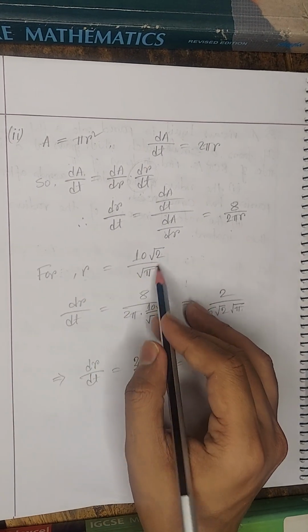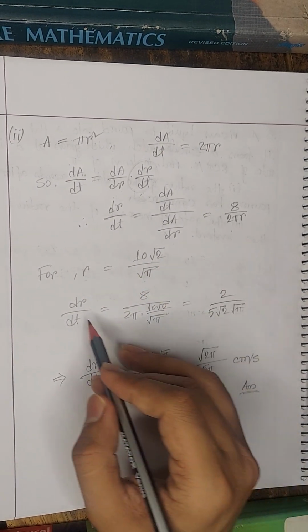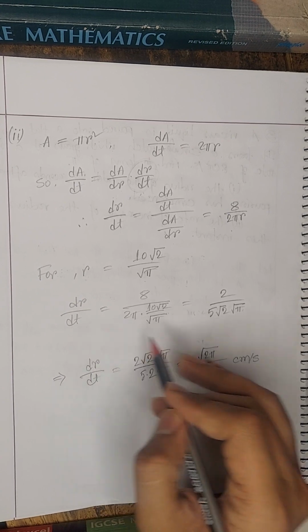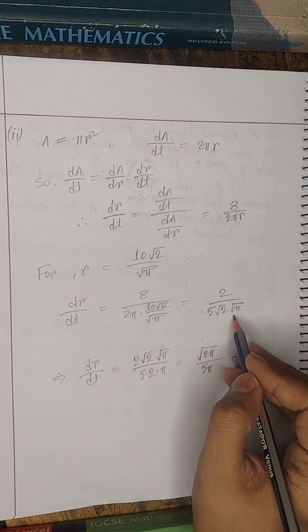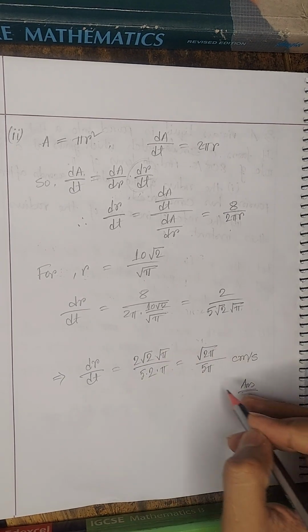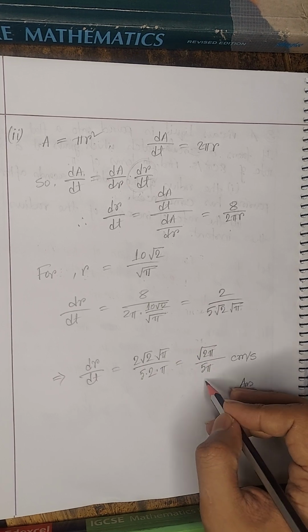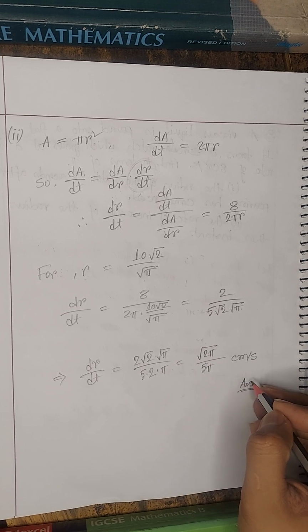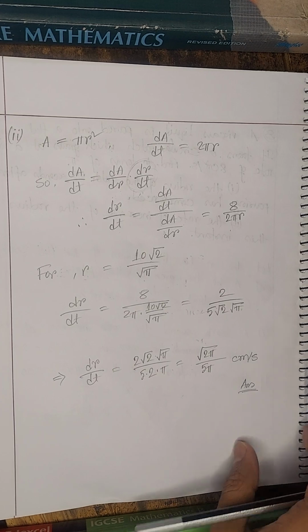of r will be 10 times root 2 divided by root pi, and the value of dr by dt is 2 by 5 root 2 root pi, and dr by dt we get root 2 pi divided by 5 pi centimeter per second. Okay.